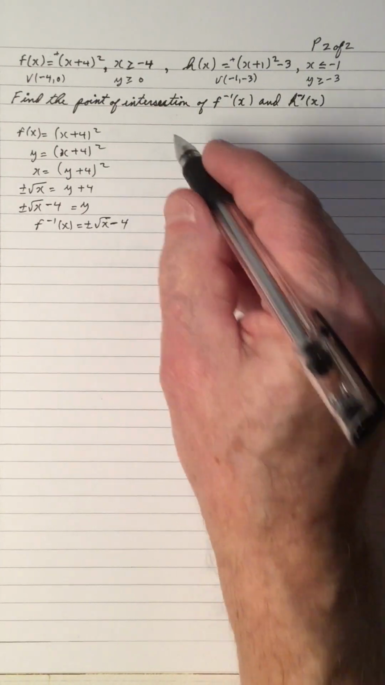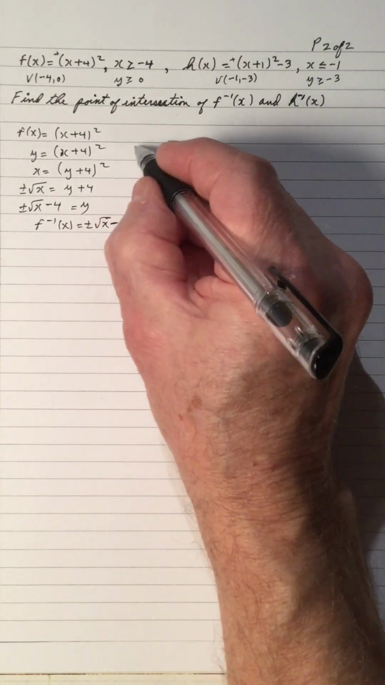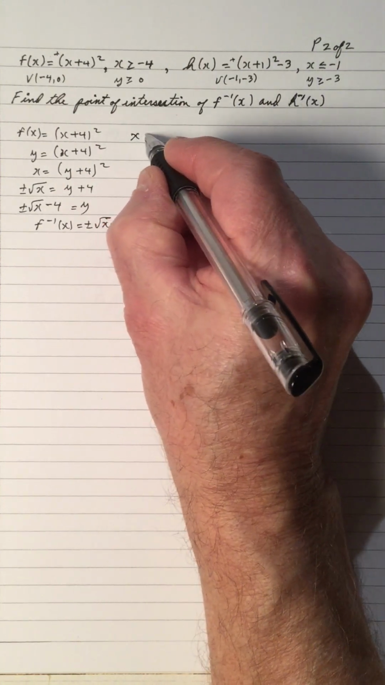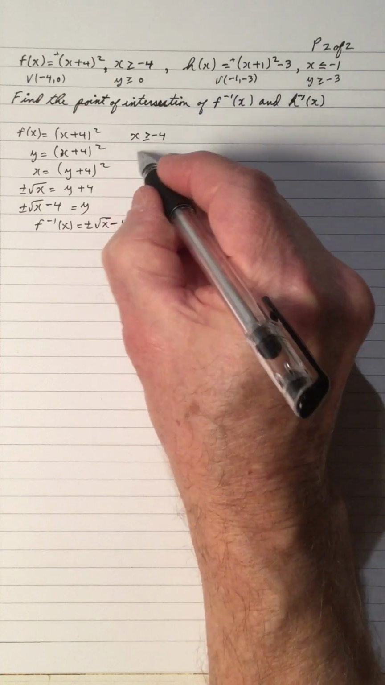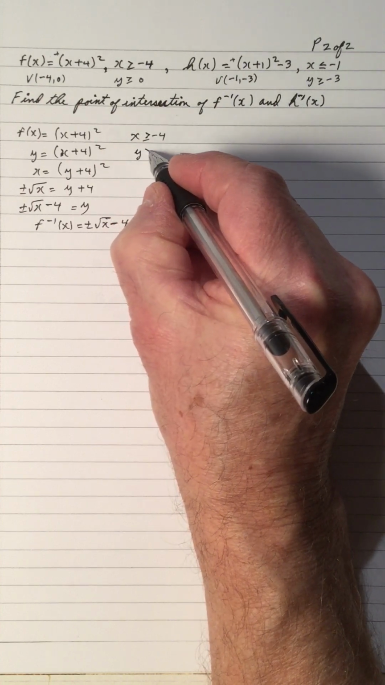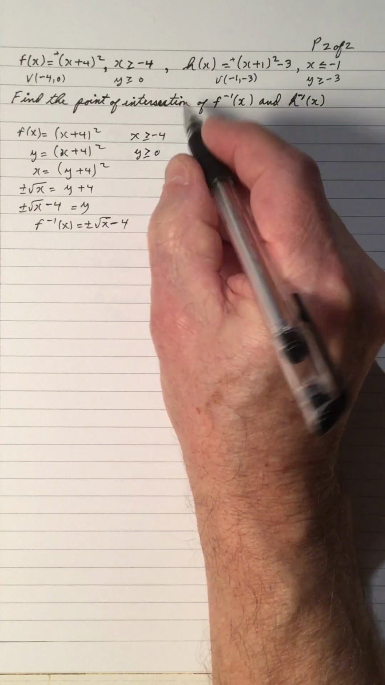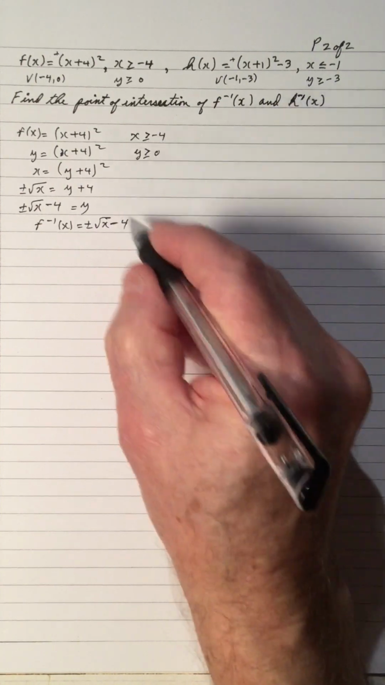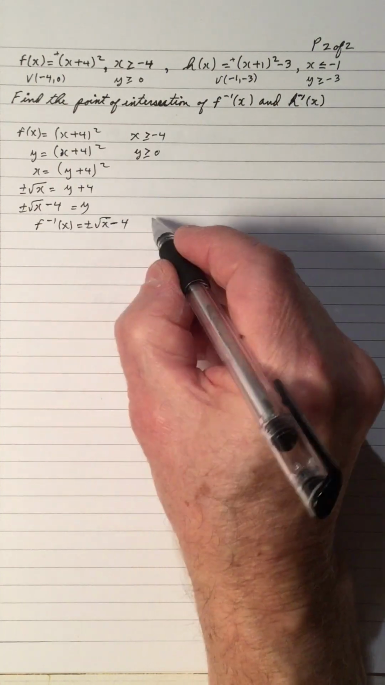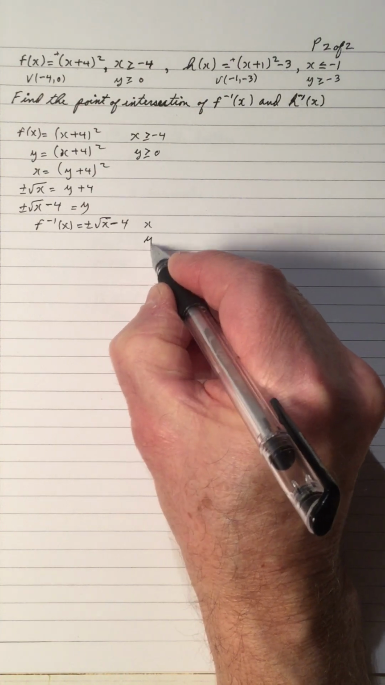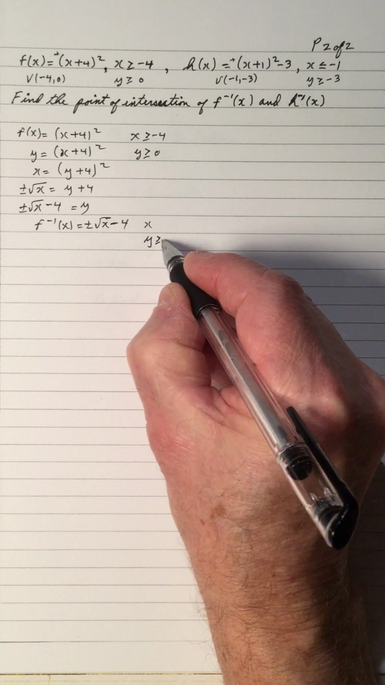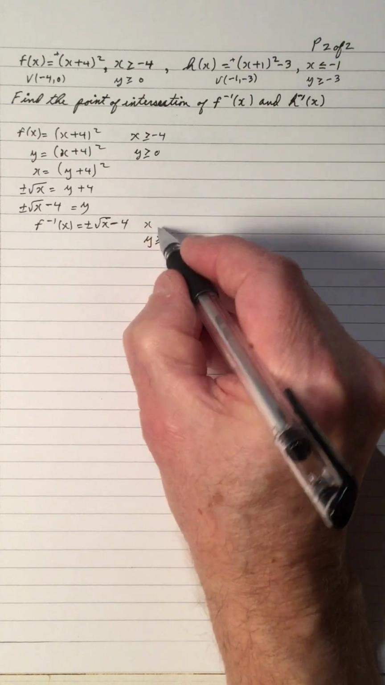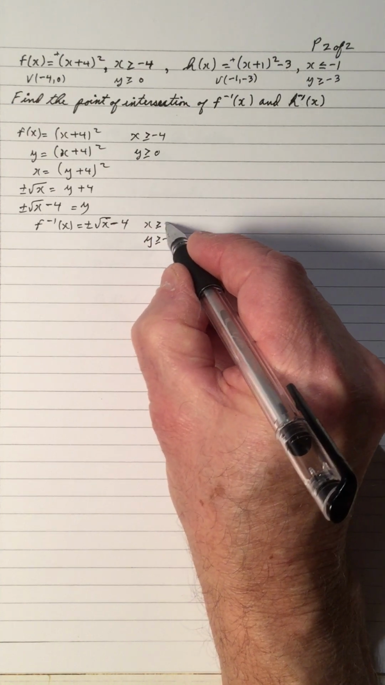So let's look at the f of x. The f of x, x is greater than or equal to -4. The y is greater than or equal to 0. That means that in relation to the inverse, x and y, the domain is the range, greater than or equal to -4. The range is the domain, greater than or equal to 0.